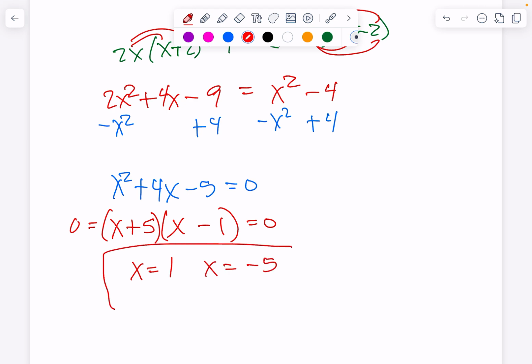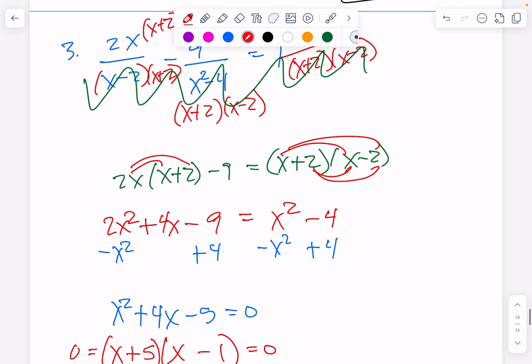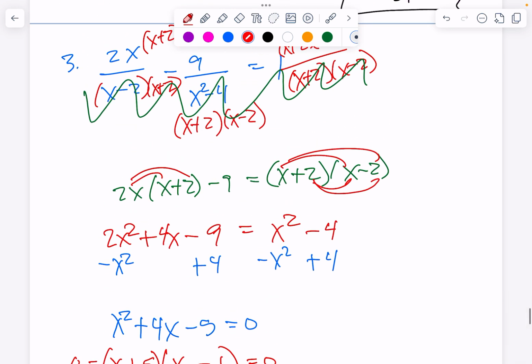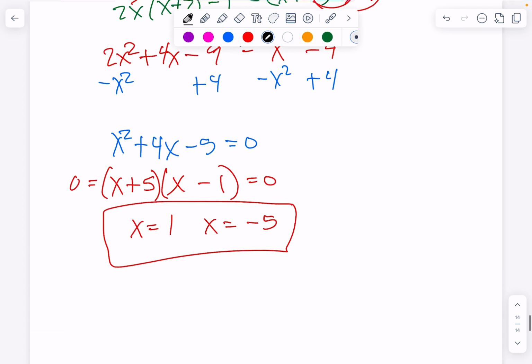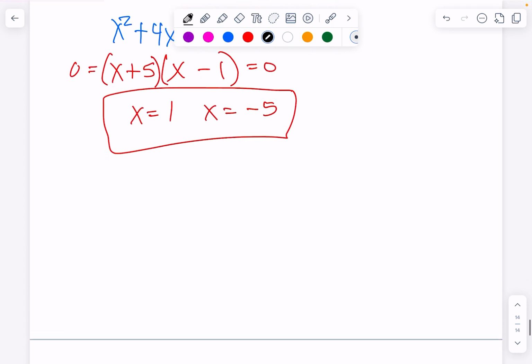That's just doing x games, but in my head, equals 0. x equals 1, and x equals negative 5 are the answers, but we need to be sure and check domain. Up here, the domain is x cannot equal plus or minus 2. And it doesn't. x equals 1 and x equals negative 5. So we're happy. Those are answers.